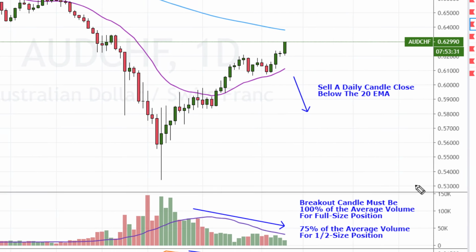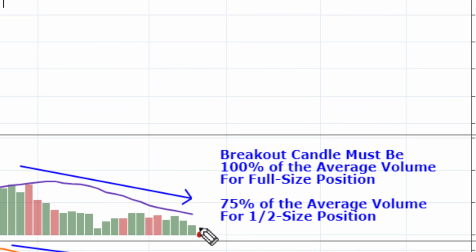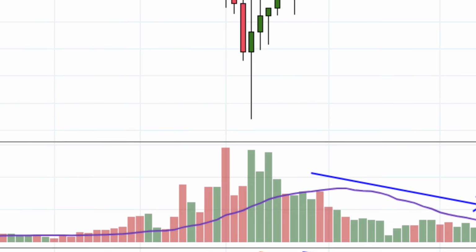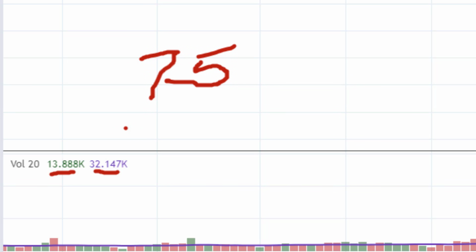And here's the trade plan. We're going to sell a daily candle close below the 20 EMA. On the breaking candle, we want to see this volume level reach up to the volume average right here. If it doesn't quite reach the average but does reach 75% of the average volume, I'll open a half size position to reduce risk. You can calculate the percentage by dividing this volume number right here by this volume average, and you should get at least 0.75. If you don't get at least 0.75, then you want to stand aside on this trade.